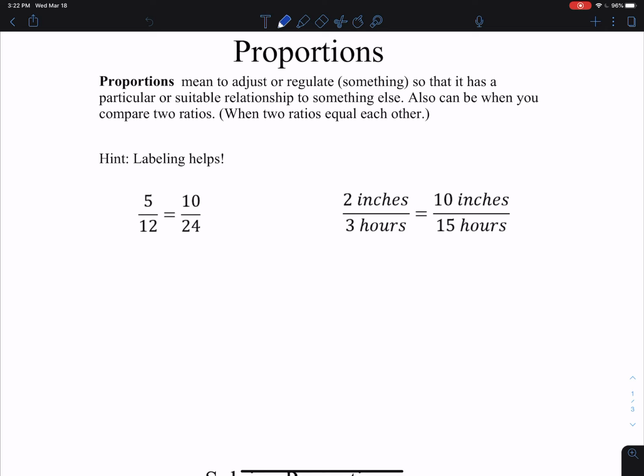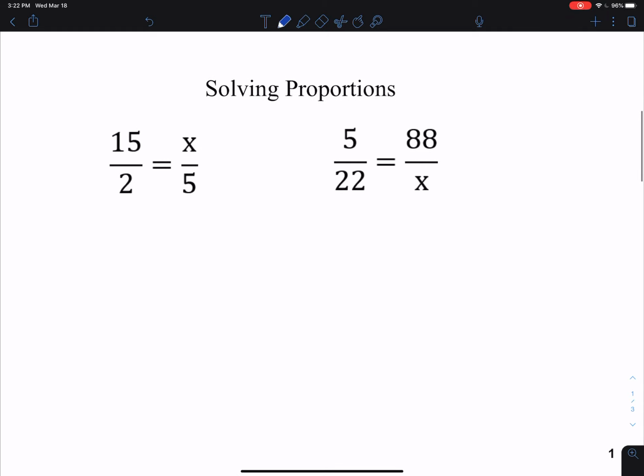More often than not in the real world, you'll see these proportions with units attached to them. So if we look at that other example, 2 inches per 3 hours equals 10 inches per 15 hours is also a correct proportion. When we're dealing with proportions, labeling helps. So generally we want to keep the same units across from each other or on top of each other. In this lesson, I'll keep those units across from each other to be consistent throughout. So we can use proportions to solve problems, but first we need to know how to solve proportions.